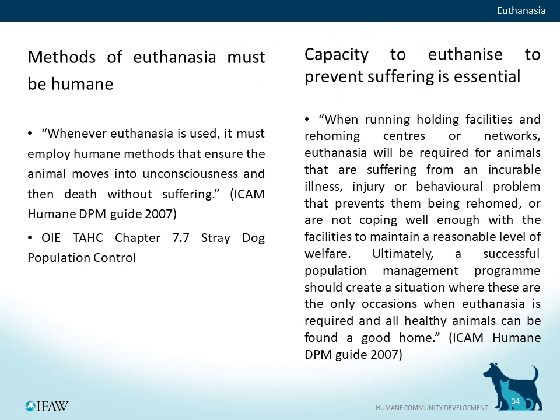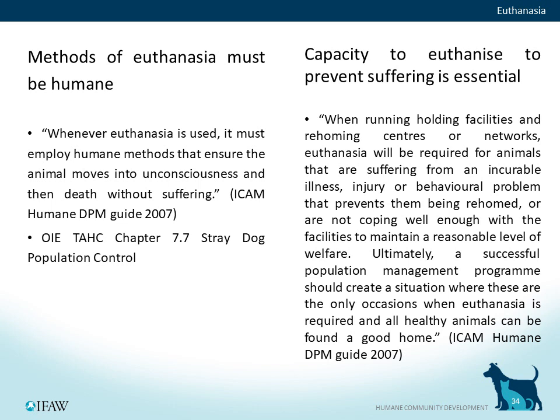Okay, so we look more deeply now into euthanasia. These first 2 points are usually well accepted by most people. Firstly, that you should always use humane methods, and the OIE guidelines provide a list of those methods considered humane by the OIE. And then the second point is that you must always have the capacity to euthanize a dog that is suffering if your intervention plans to handle dogs directly.